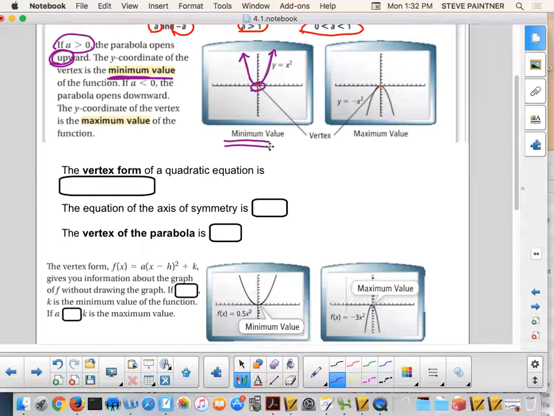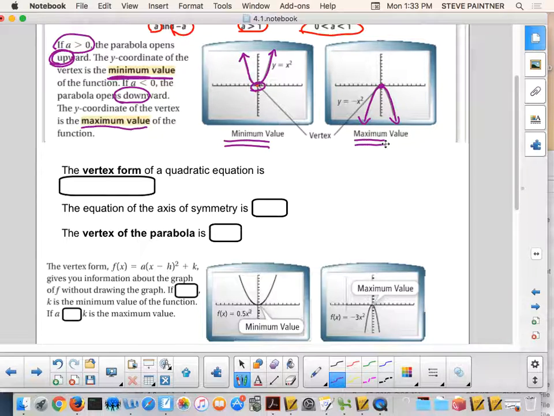Negative. If A is negative, the parabola opens which way? Down. The y coordinate of the vertex is the what? Okay, guys, look. This parabola goes down, doesn't it? Look at your vertex. This time it's the maximum point. It's the highest point on the parabola, where here, the vertex is the lowest point on the parabola. Okay? We'll get into this more down here.